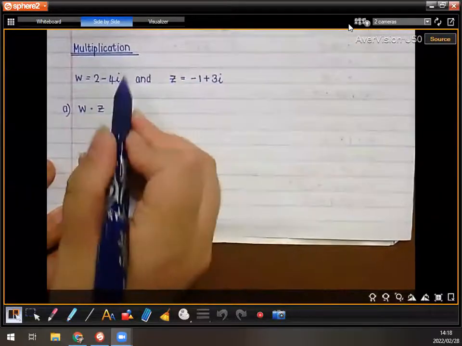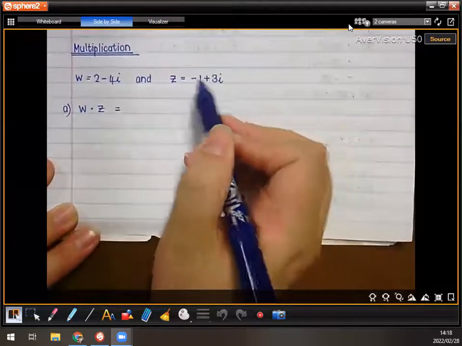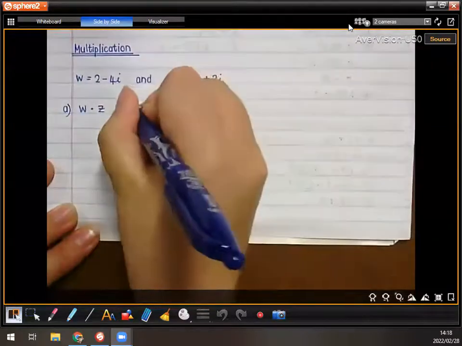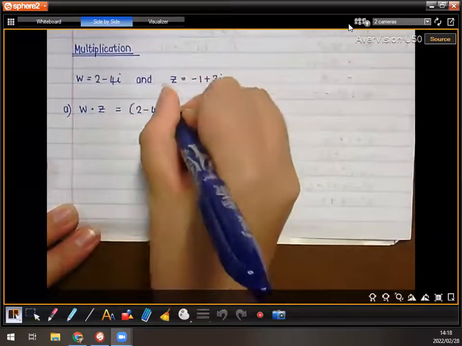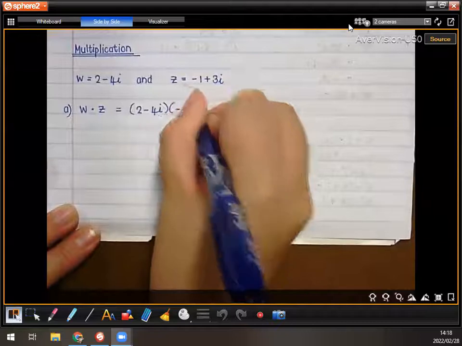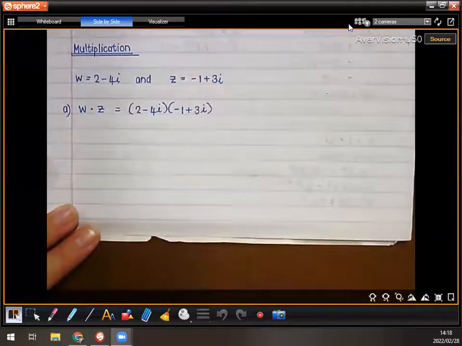Now guys, W essentially is two terms, right? And Z also is two terms. So I'm going to have to put them in brackets and write it like this. 2 minus 4i times negative 1 plus 3i. And if those i's were x's, you would know immediately what to do, right? You would just expand them. Okay, so that's what we are going to do.